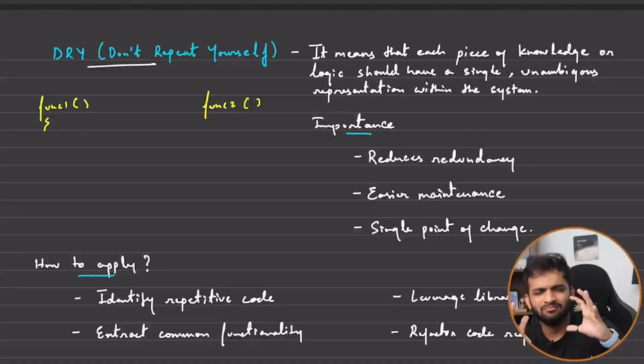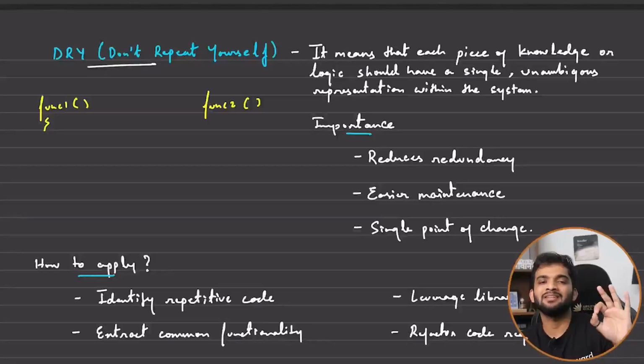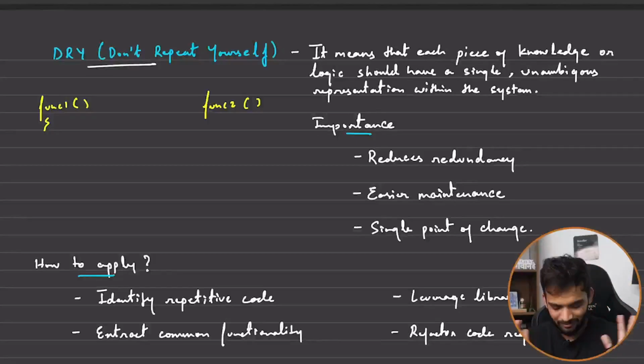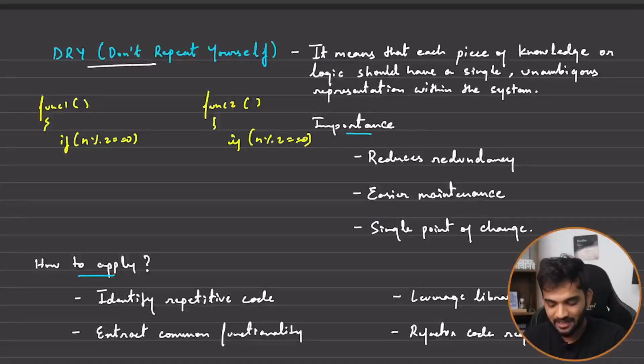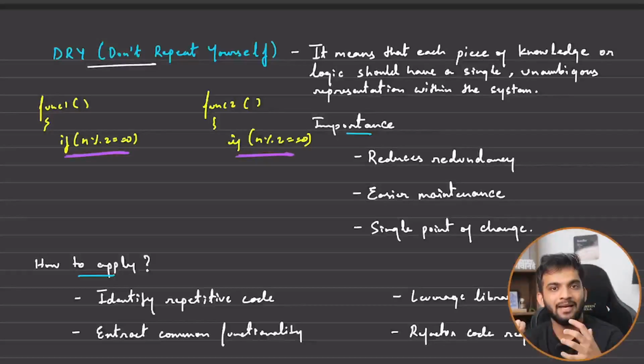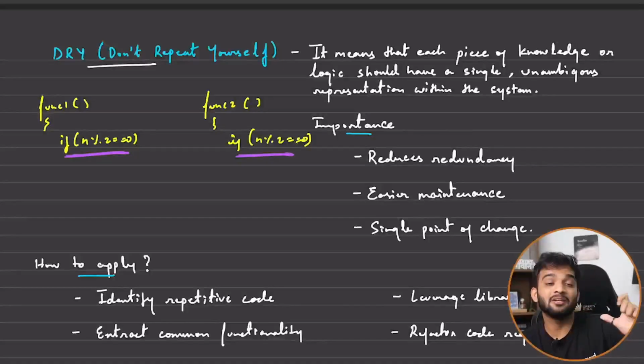For the easy explanation, let's take the example of odd and even. Very simple. Imagine you're writing a logic like if n modulo 2 equal to 0. And in this function 2 as well, you wrote the same logic. So over here, what I'm saying is, this is the same logic and this is the same logic, and we are writing it in 2 different places. So that's a repetition of code. That's a repetition of knowledge.